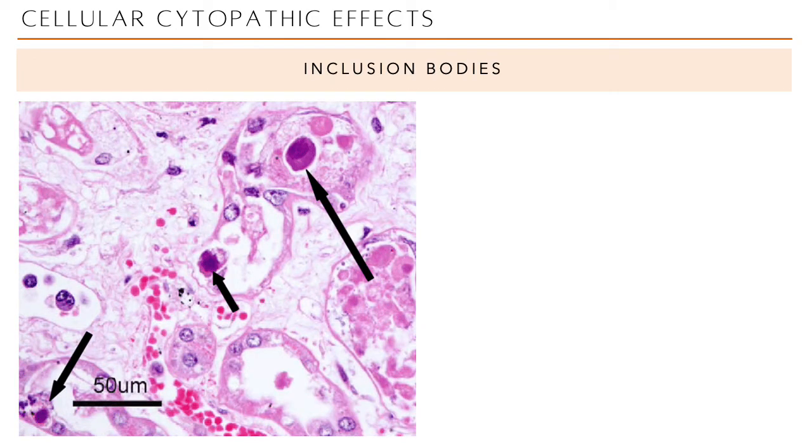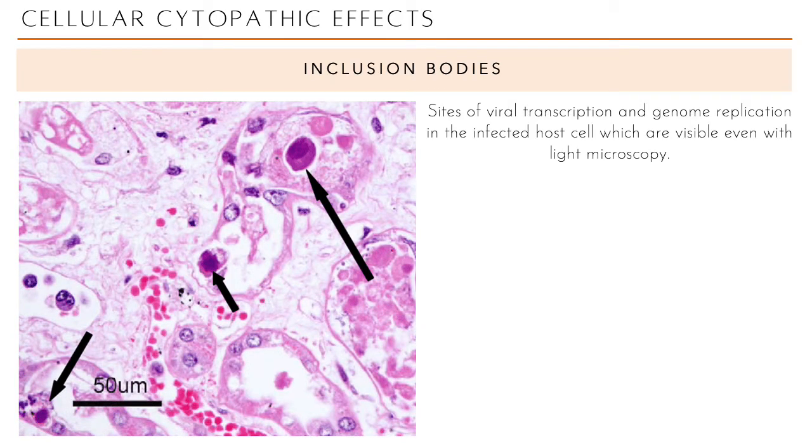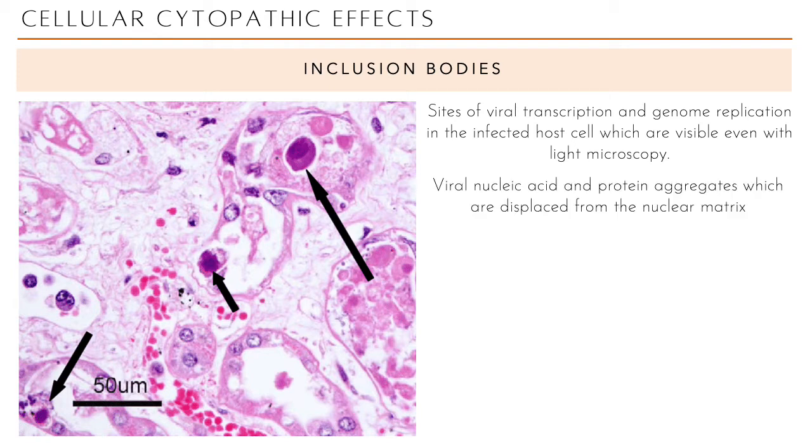Inclusion bodies basically are the sites of viral transcription and genome replication in the infected cell, which are quite visible even with light microscopy. So, anong laman nitong inclusion bodies? Since they are sites of viral transcription, they contain aggregates of viral nucleic acid and protein aggregates, which are displaced from the nuclear matrix. Okay?